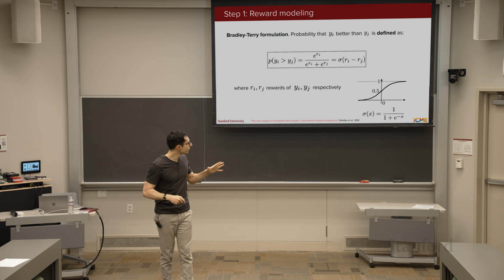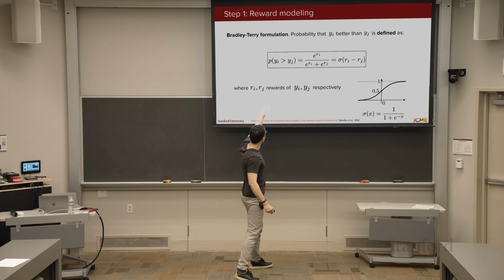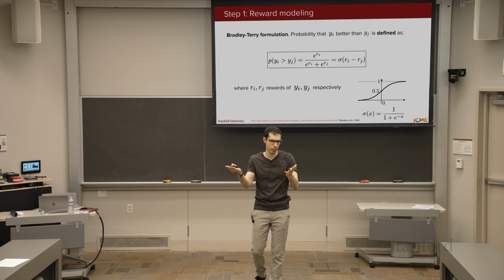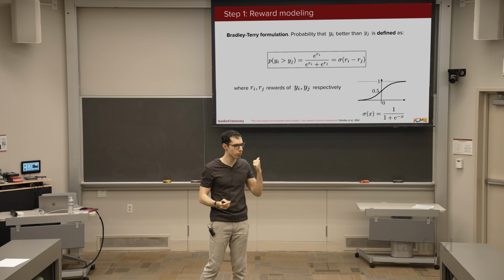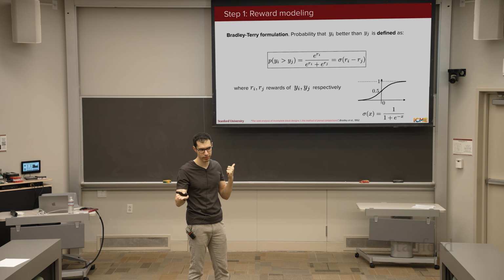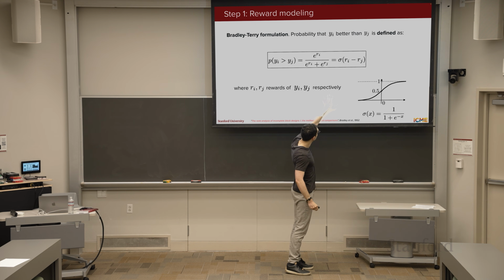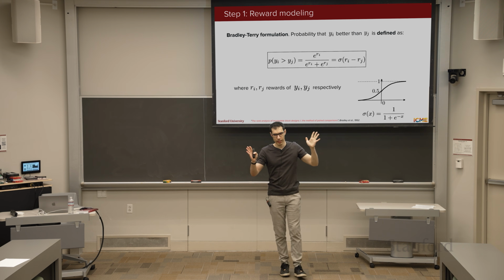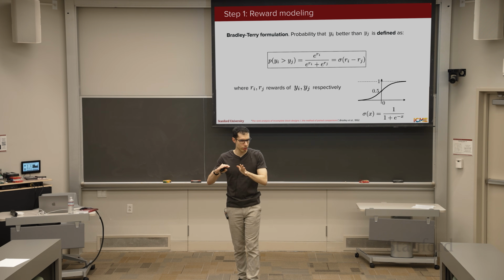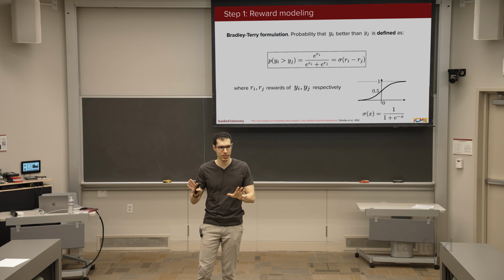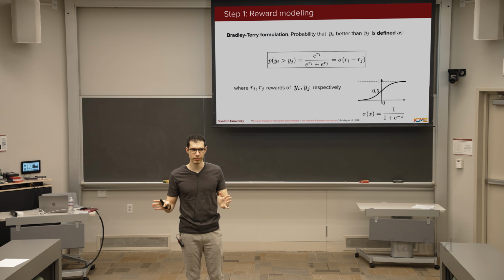So in other words, if i is better than j, what we want is for the input to sigma to be as high as possible, because you want the probability to be as close to 1. So you want to somehow have Ri be high if the output i is good, and Rj to be low if the output is bad. So far, so good?